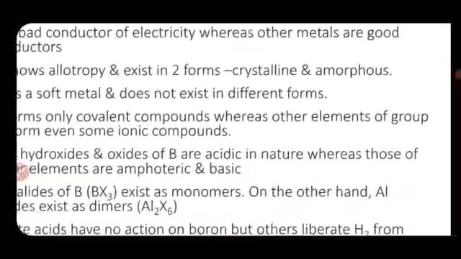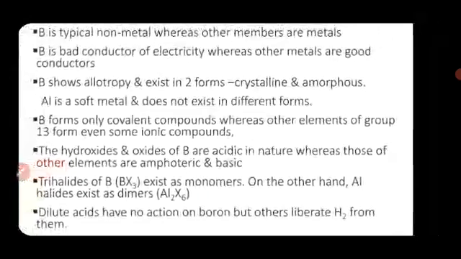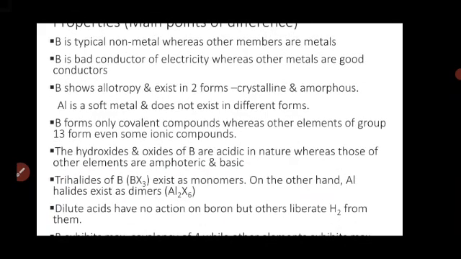Trihalides of boron, that is BX3, exist as monomers. On the other hand, aluminium halides exist as dimer. This is already we have seen. Now one more property, dilute acids have no action on boron, but others liberate hydrogen from them. Okay.